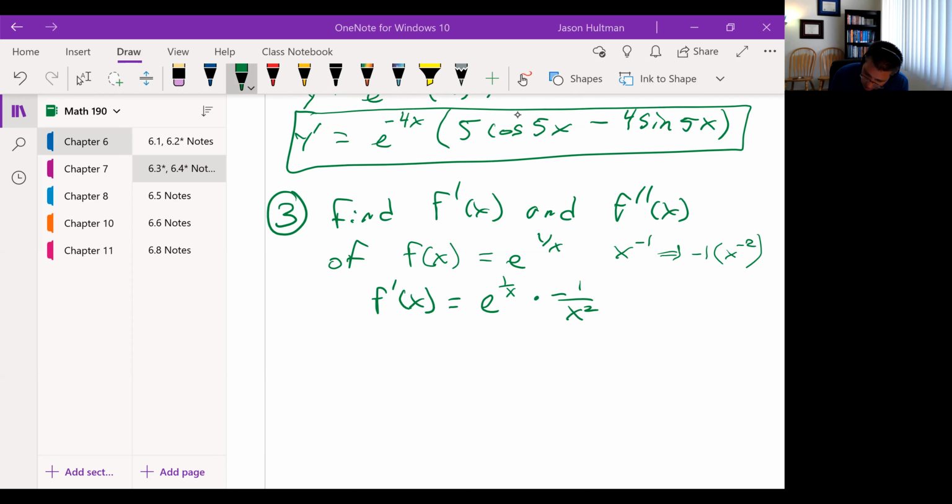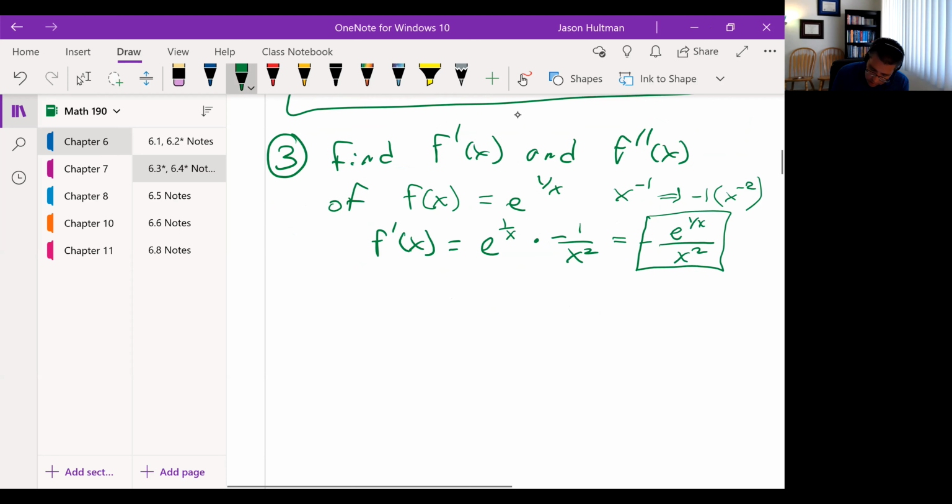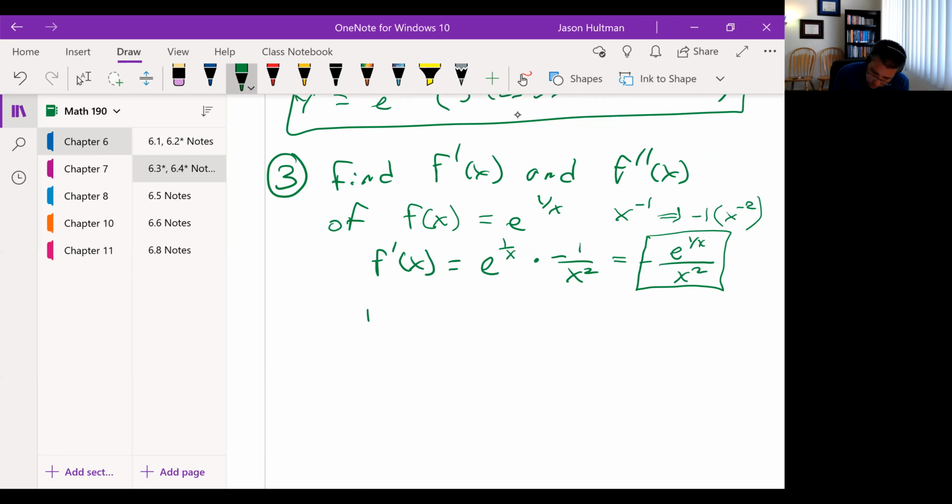Okay, and then this is going to become negative e to the 1 over x all over x squared. So that's the first derivative there. Okay, the second derivative, I'm going to look at this guy here. It's going to be product rule again.